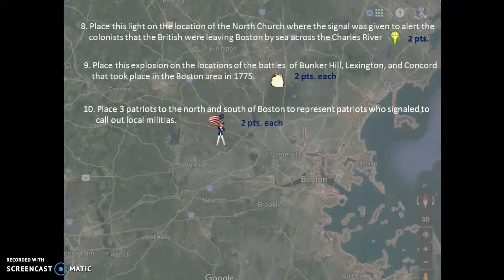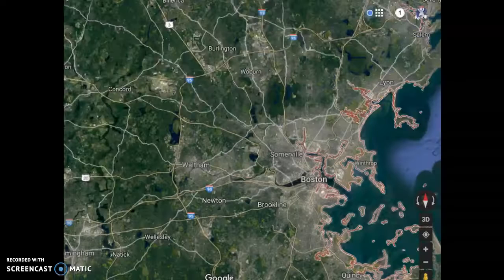Number 8, place this light on the location of the North Church where the signal was given to alert the colonists that the British were leaving Boston by sea across the Charles River. So once they find the location of the North Church, they just simply copy and paste that light bulb. And place this explosion on the locations of the battles of Bunker Hill, Lexington, and Concord. So once they find out exactly where they were located, simply copy and paste them where they were located. Number 10, place 3 Patriots to the north and south of Boston to represent Patriots who were busy on that day calling out their local militias.